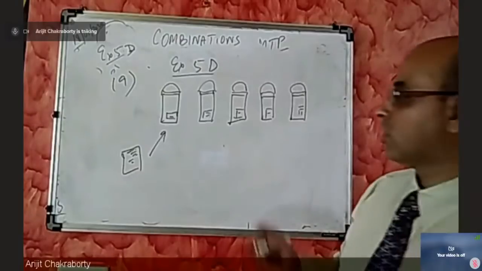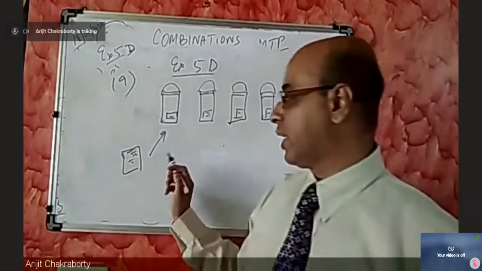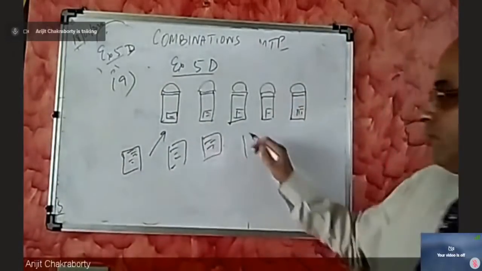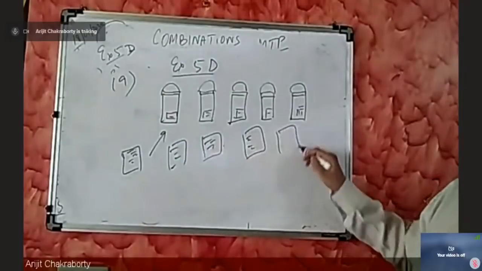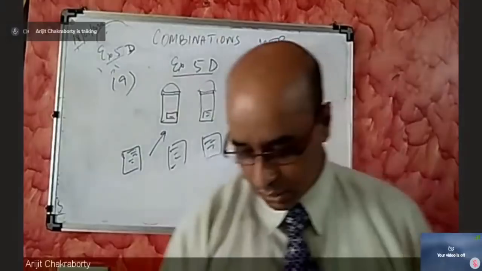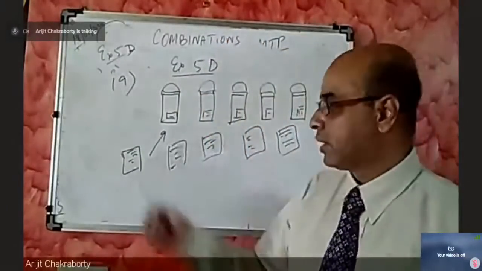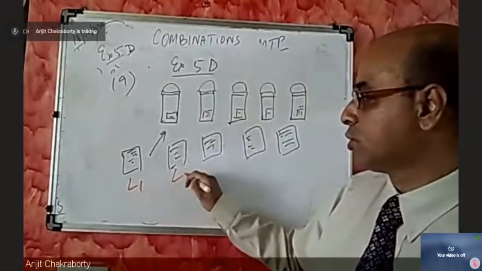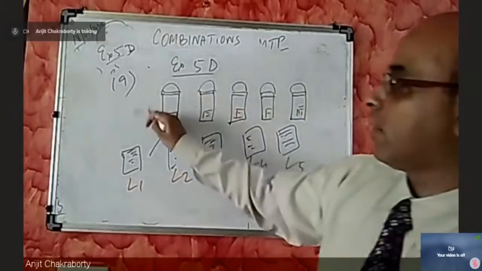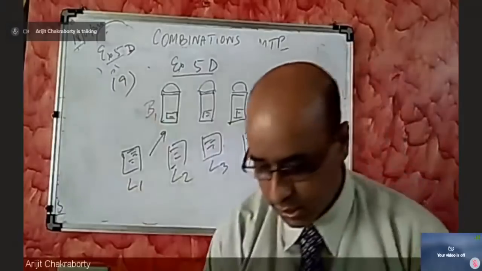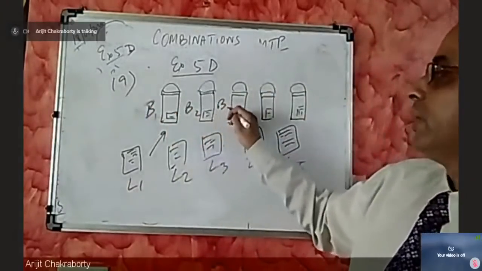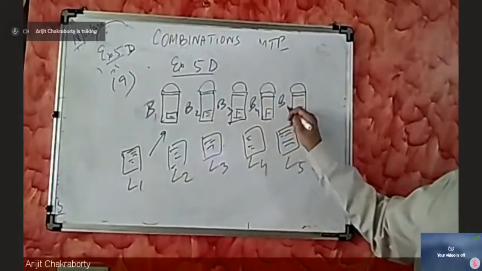Okay, 5 letter boxes, and we have 5 letters also. So 5 letters, 3 letters, 4 letters, and 5 letters. Okay, now the first letter, L1, L2, L3, L4, L5, and the boxes, let's make it in blue, B1, B2, B3, B4, and B5.